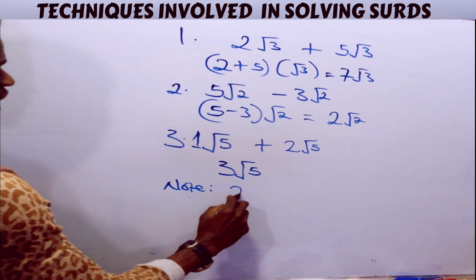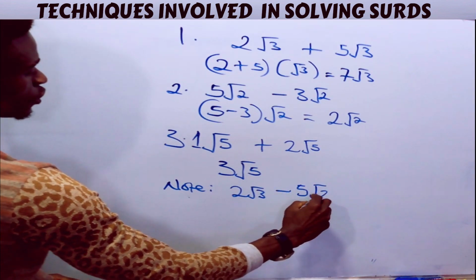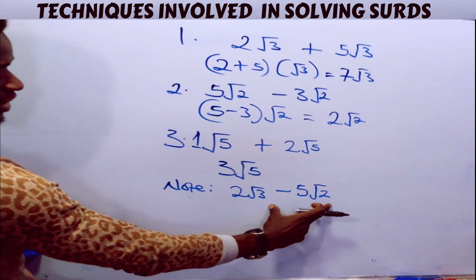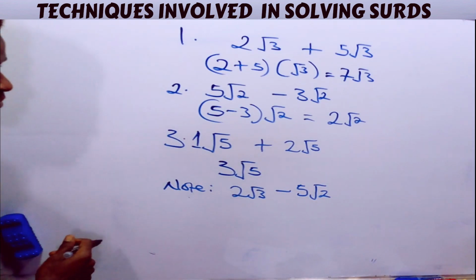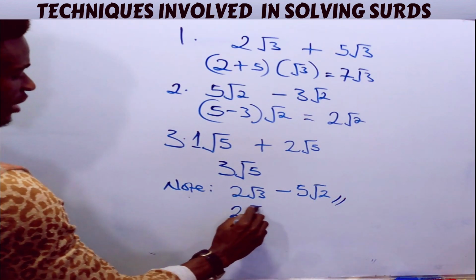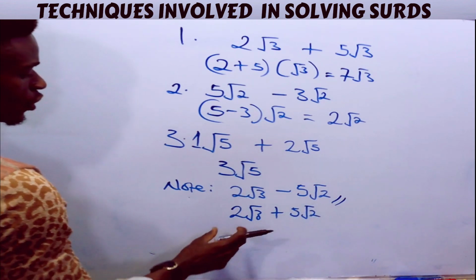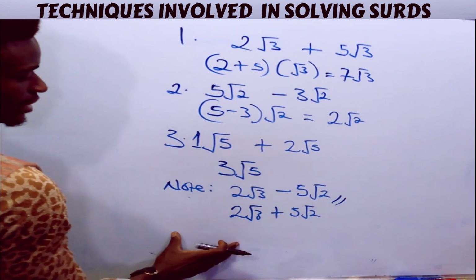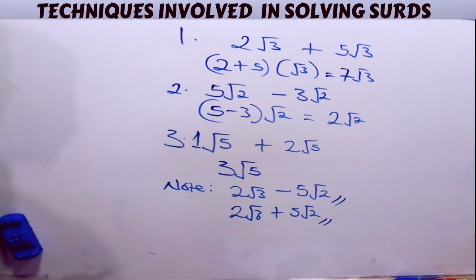Note that if we have 2 root 3 minus 5 root 2, we can't simplify this. Why? Because the surds are not the same. So we leave our answer the way it is. The same thing, if we have 2 root 3 plus 5 root 2, we can't add it. Rather, we'll leave it the way it is.